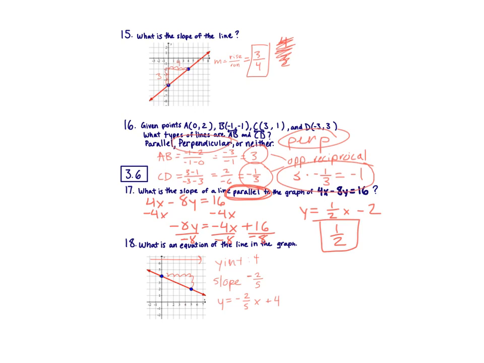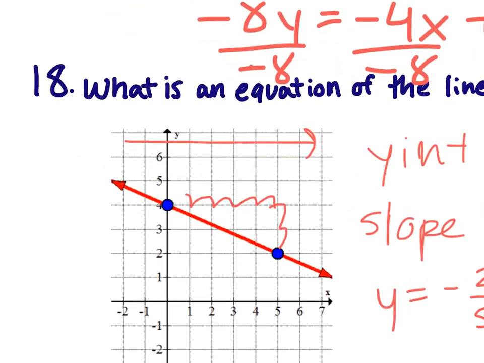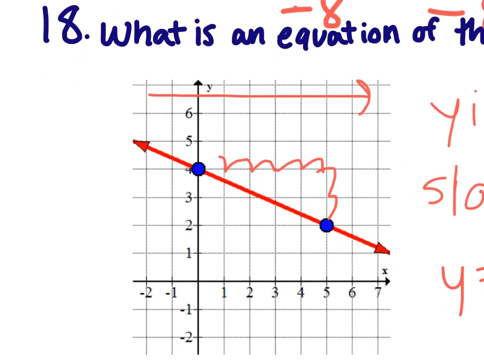So the y-intercept is where the line crosses the y-axis. So where does this line cross the y-axis? At 0, 4. So it crosses at 4.